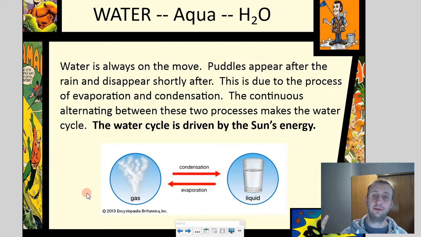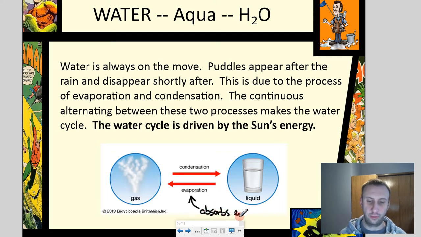So evaporation, right, which is liquid water turning into gaseous water or water vapor, and condensation, which is that gaseous water turning back into a liquid. The water cycle is driven by the sun's energy. This evaporation, okay, right here, this takes energy. Energy goes in. So evaporation absorbs energy in order for it to happen. And that energy is coming from the sun.